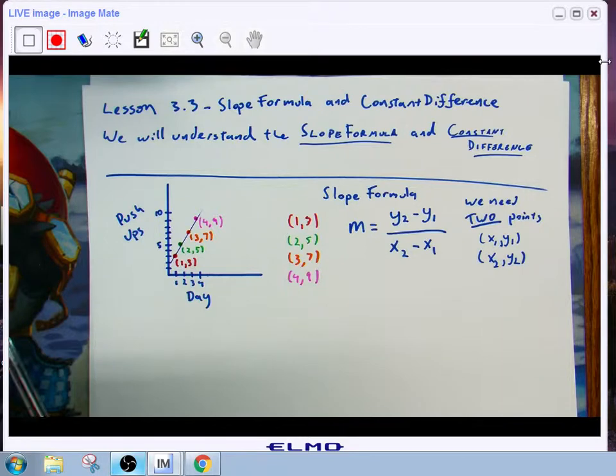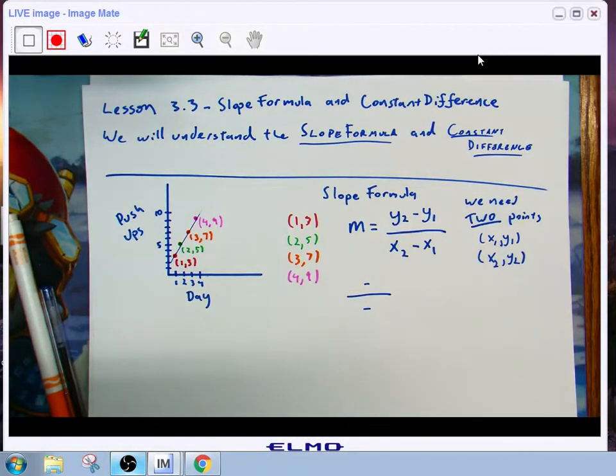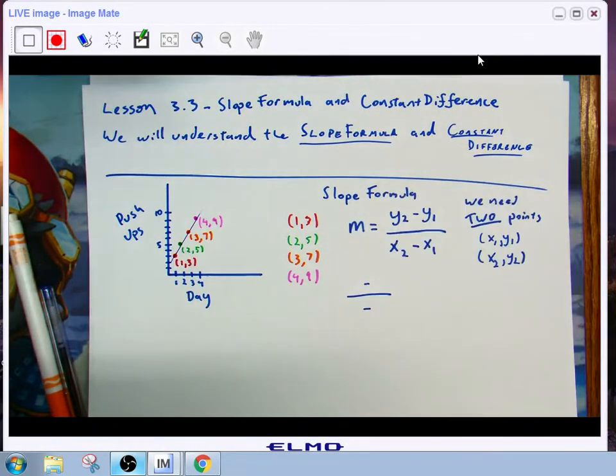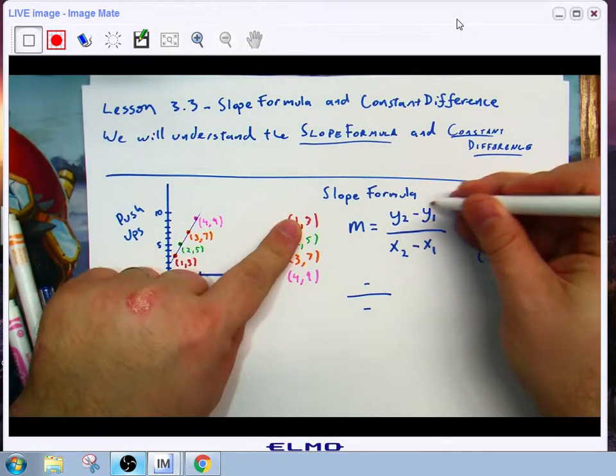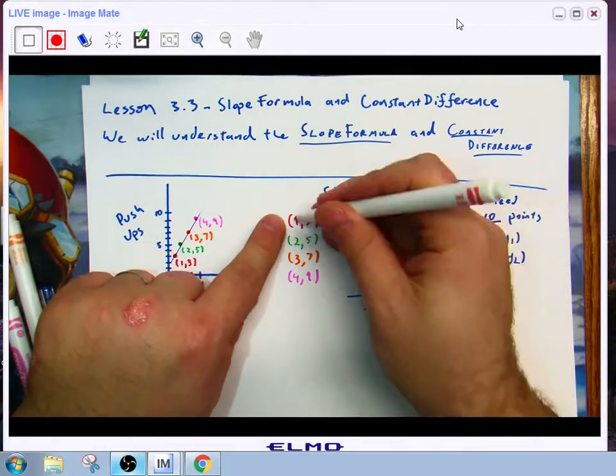So I'm going to do that a couple times here. For my first example, I'm going to say my first point is the red point, because that's the one we started with. So the y value of my first point is 3. The x value is 1.